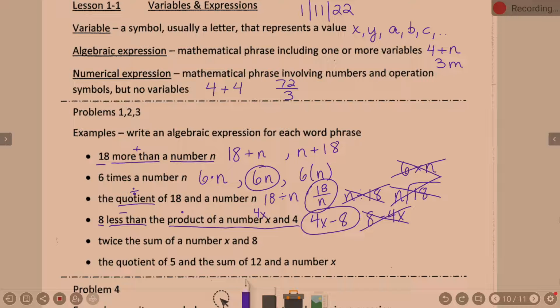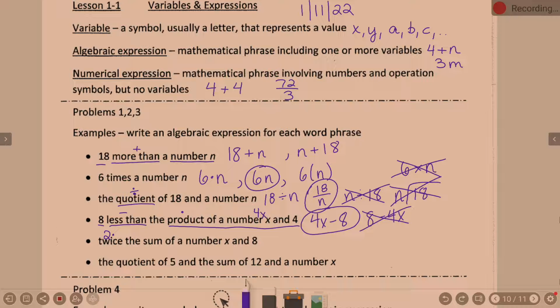Twice the sum of a number x and 8. So notice how I'm trying to break it into pieces. Twice. What's twice going to mean? Multiplication by 2, right? So we're going to have to do 2 times something. Then it says the sum. What's sum mean? Not equal. Sum is what type of problem?